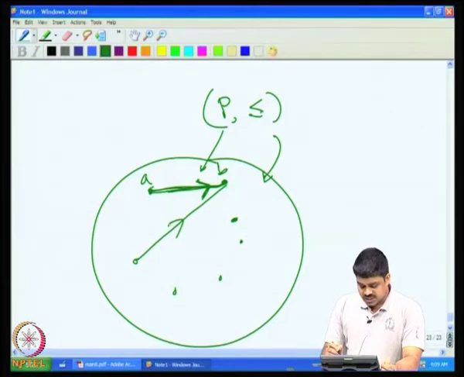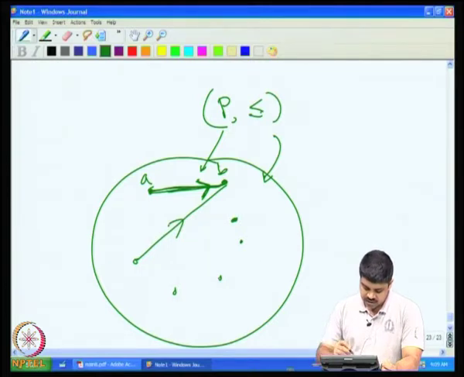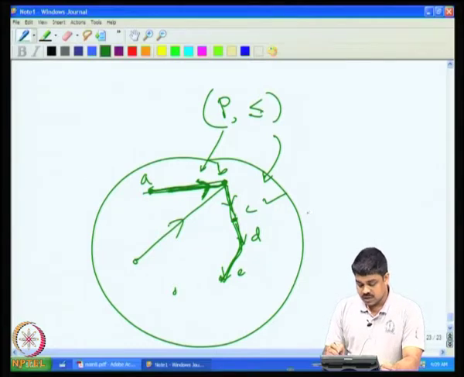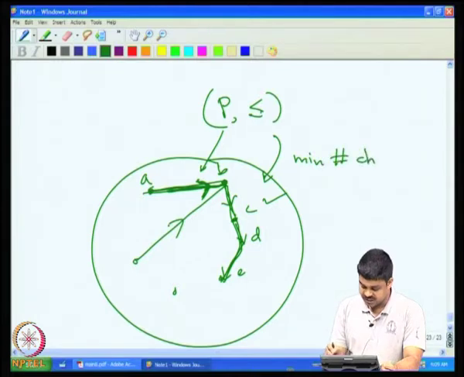So, what we are interested in now is this question. I want to cover the elements of the partial order with the minimum number of chains. How will a chain look like here? A is related to B, B is related to C, C is related to D, D is related to E, like that. I will get a directed path starting from A to B to C to D to E, like that. So, I want to cover the elements of the partial order with the minimum number of chains.